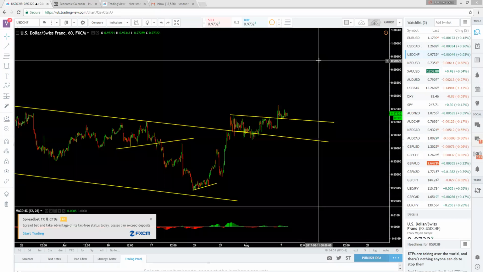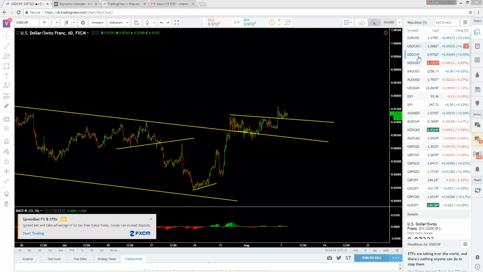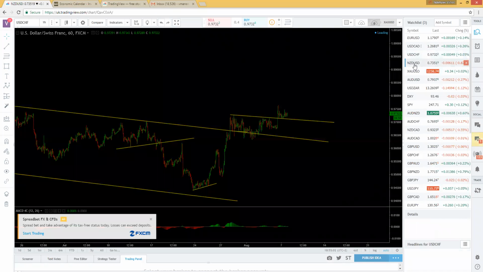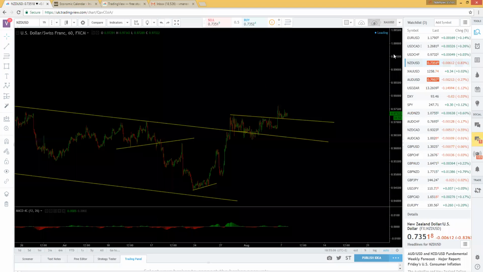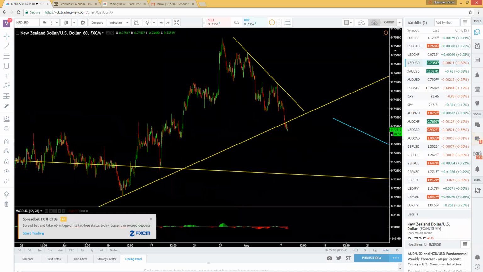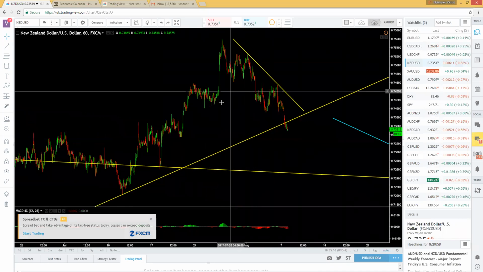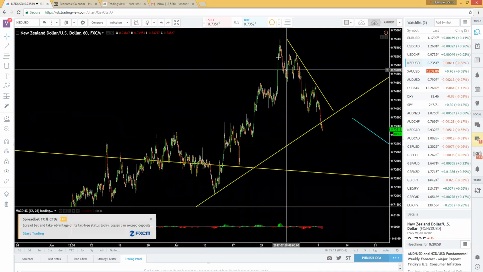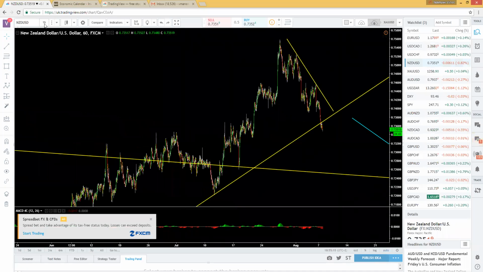Right, so that is US dollar CHF. New Zealand US dollar. I discussed this one last week as well. We loaded it up. We actually made pips. We were actually short on this one, looking for the same pullback that we've been calling since last week. So that's that pullback that we're looking for. And let me show you why we're calling for that pullback.